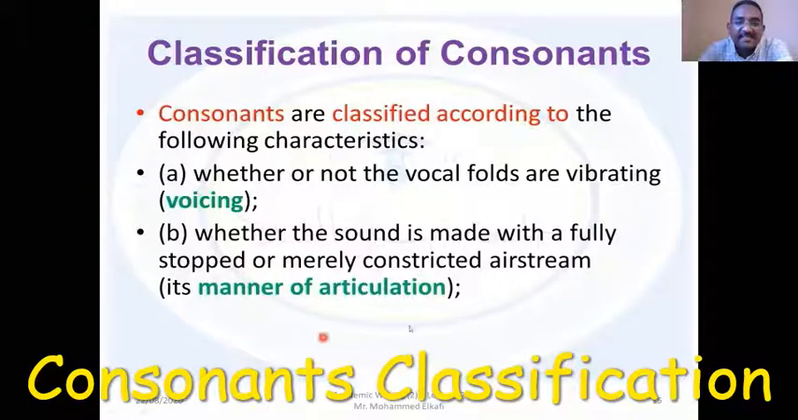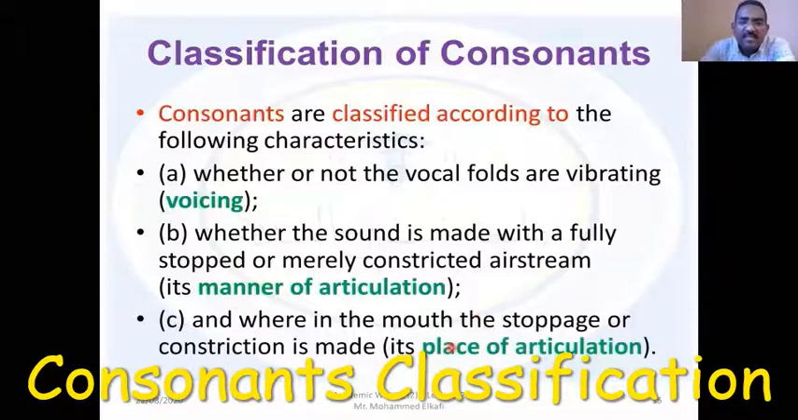Also, the second characteristic of classification of consonants is manner of articulation. We mean with manner of articulation whether the sound is made with a fully stopped or merely constricted airstream. You will think of this form. So whether the sound is made with a full stop, or a merely constricted airstream.